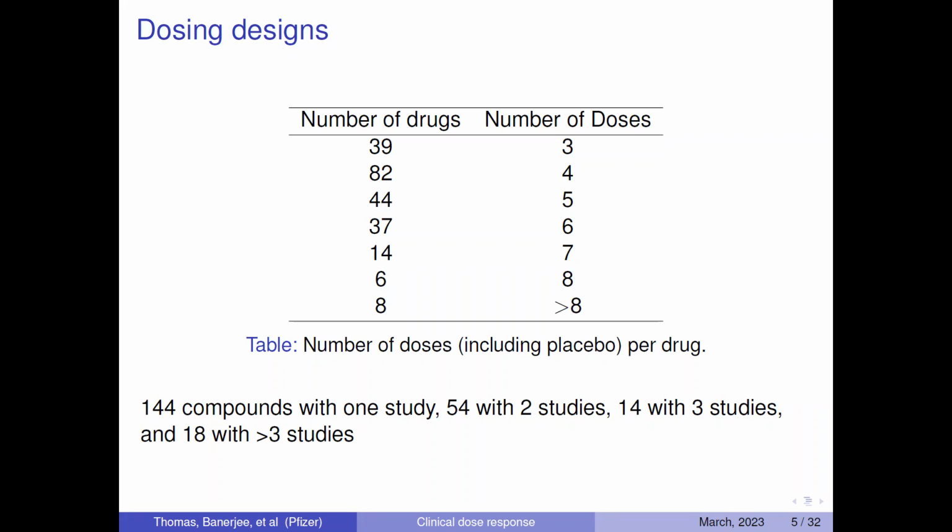Now, you can see the most common dose response design had 3 active doses and placebo, but there were a fair number of studies where quite a few doses were studied that characterized dose pretty well. Now, in terms of studies, there were 144 of the compounds with 1 dose ranging study and 54 with 2 studies, but there were a few, 18, that had 3 or more. So the example I just showed you is a little uncommon, but not that exceptional.